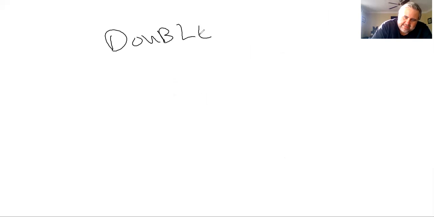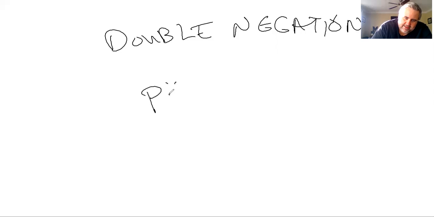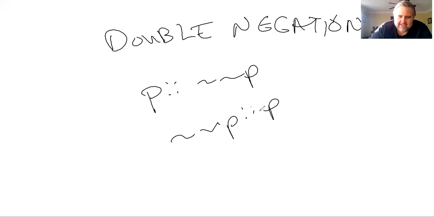The last one we did today was double negation. Now, double negation is really easy. Most of you kind of get this pretty quickly as a concept, but it just makes sense to state it. If you have a statement like P, it means the same thing as tilde tilde P. If you negate something twice, it becomes just the other thing.